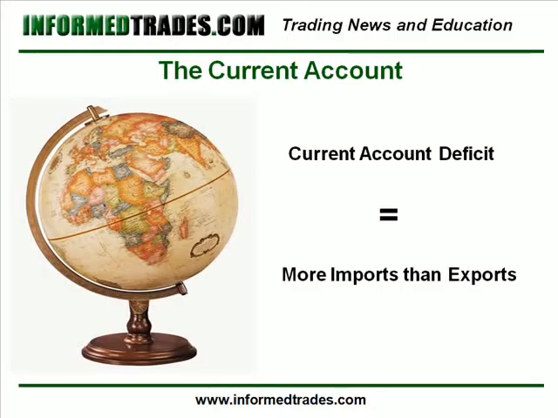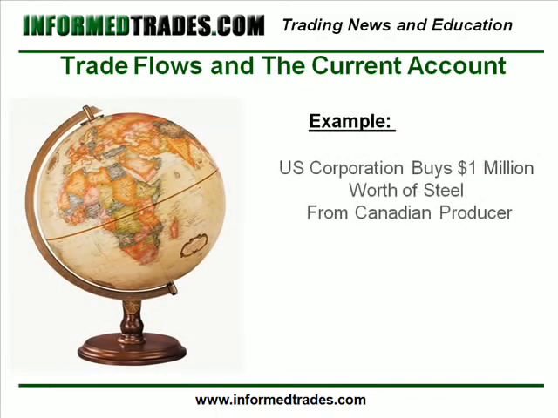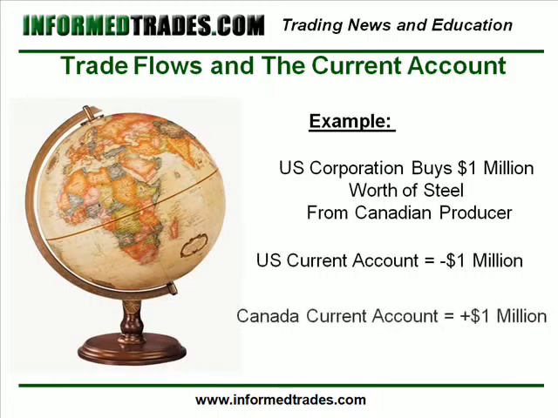If you remember from our lesson on trade flows, I gave the example there of a U.S. company needing to import $1 million worth of steel from a Canadian steel producer. Just to give a simple example, let's say for a second that this was the only transaction that both the United States and Canada did with foreign countries. If this were the case, then the United States would have a current account deficit of $1 million and Canada would have a current account surplus of $1 million.